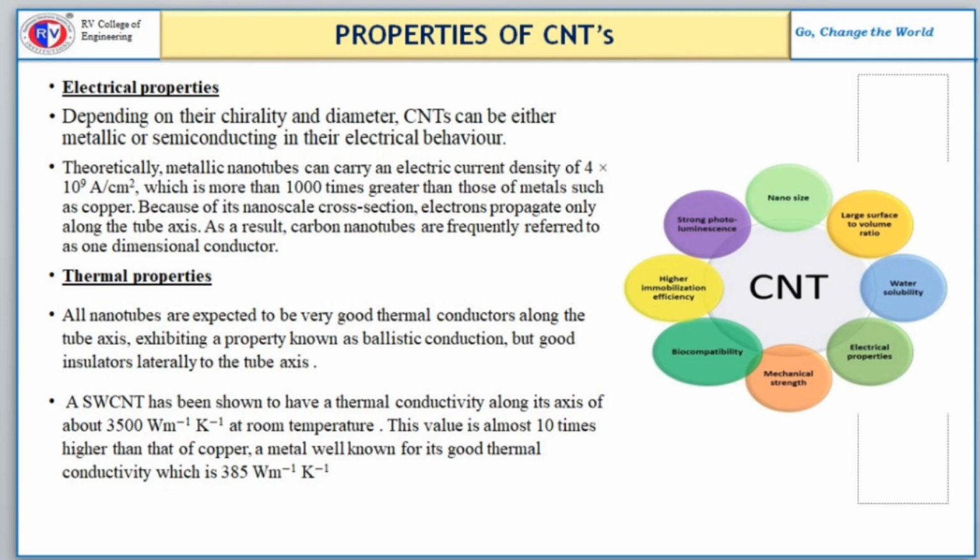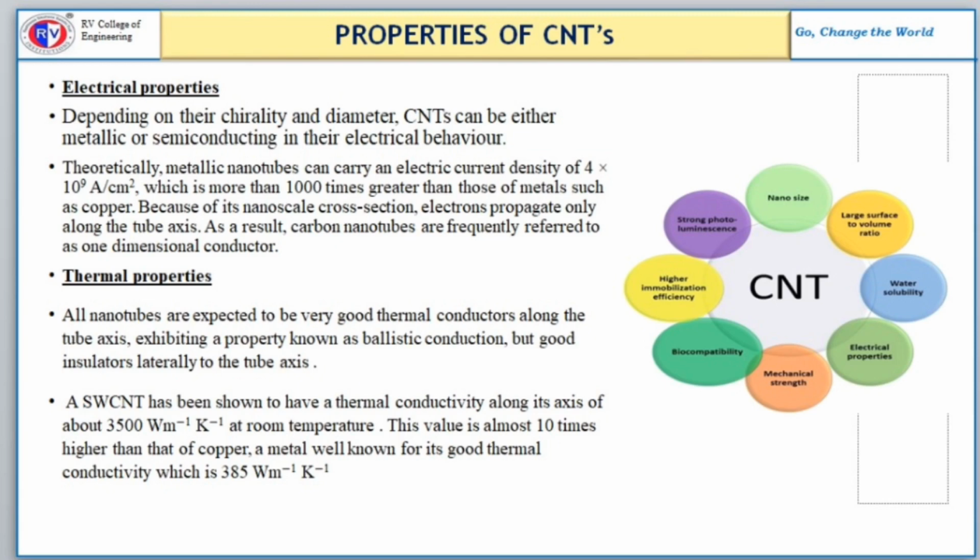A single-walled carbon nanotube has been shown to have a thermal conductivity along its axis of about 3500 watts per meter Kelvin at room temperature. The value is almost 10 times higher than that of copper, a metal well known for its good thermal conductivity, which is 385 watts per meter Kelvin.